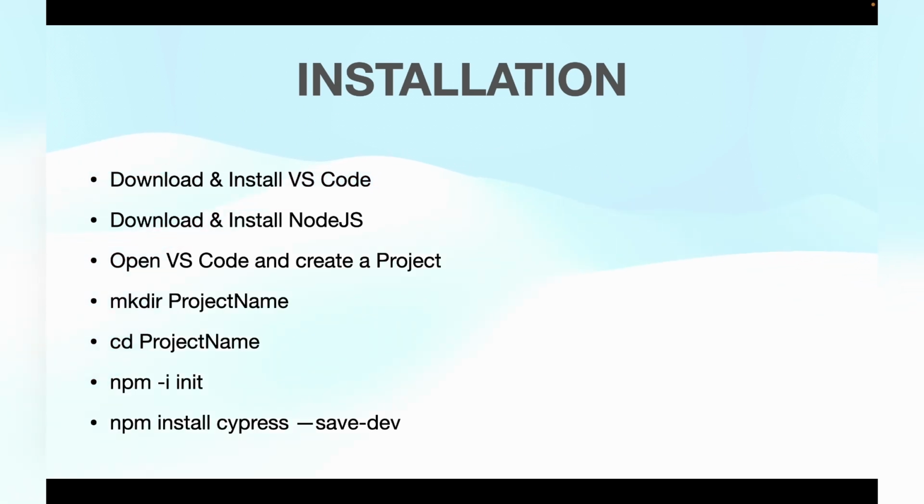We are doing Cypress automation using JavaScript. So we need to install NodeJS first. And we are going to install the editor, which is Visual Studio Code. And then we are creating a project and installing Cypress in it. So these are all the steps which are mentioned on this slide. So let's do it one by one.